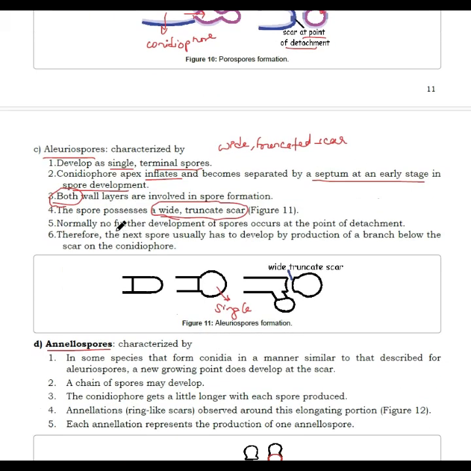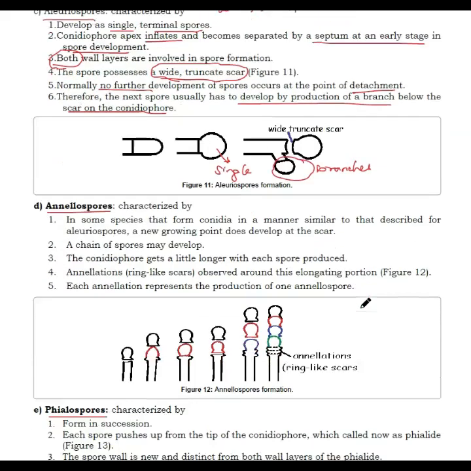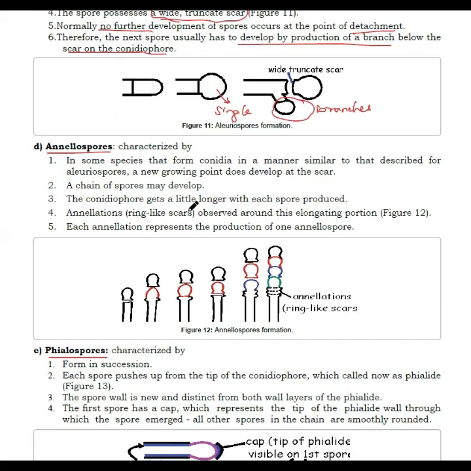No further development will occur at the point of detachment from where the spore detaches. So the next spore usually has to develop by production of a branch below the scar on the conidiophore. So the next spore is here on the branches. This is aleuriospore.